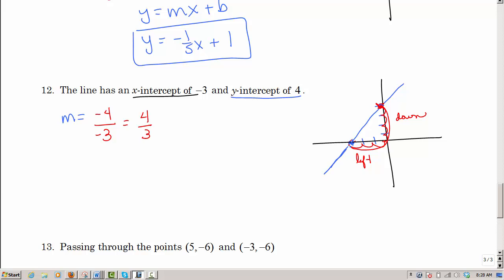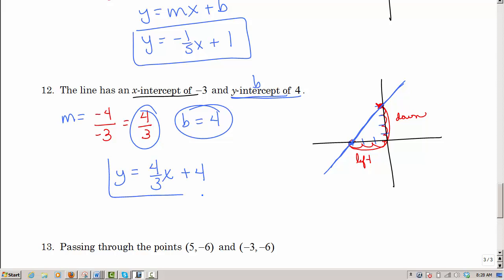And I can also look at my line. It should have a positive slope. Remember that? I'm going left to right and going up, so that's positive. And again, they told me that b was 4. So I have m and I have b. So every time you have an equation of a line, you must find the slope.